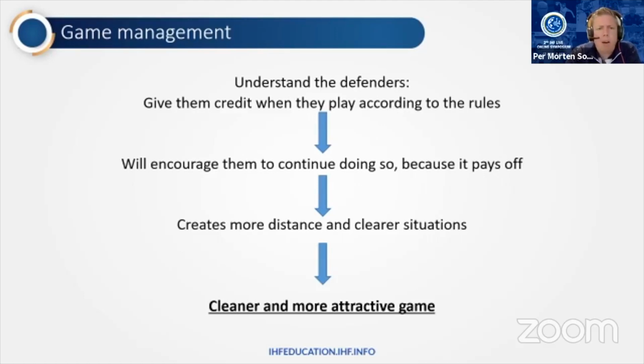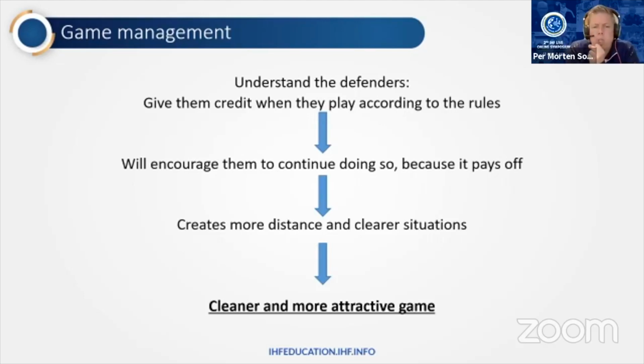But if they are given credit, it will encourage them to continue doing so, because hey, it pays off. Hey, I got this call because I was doing the right thing, the attacker was doing the wrong thing, I was playing according to the rules, and the referee whistled an offensive foul, which I deserved. The referees understand the game, and therefore, I will also continue to do so.